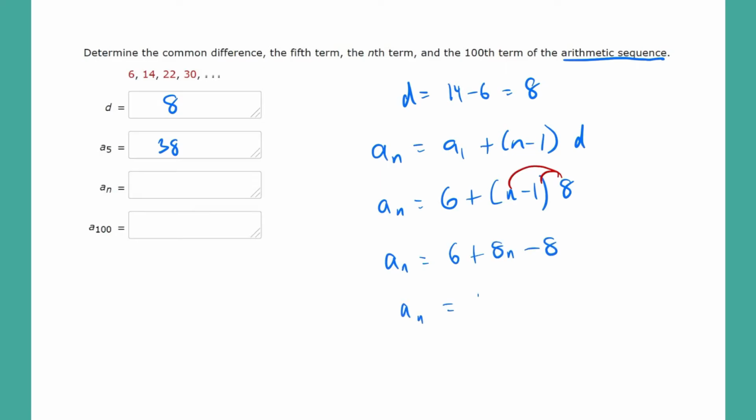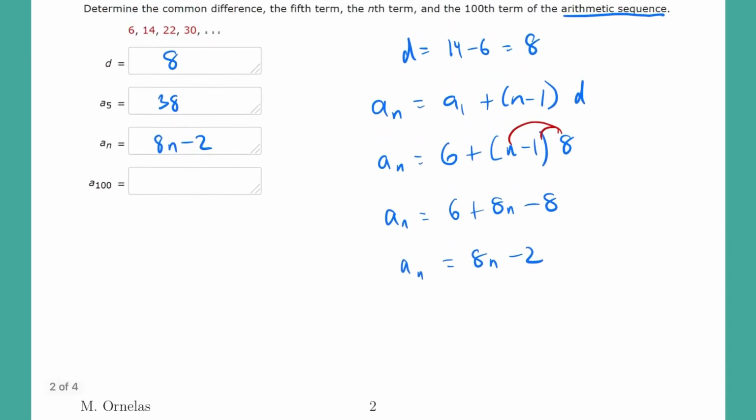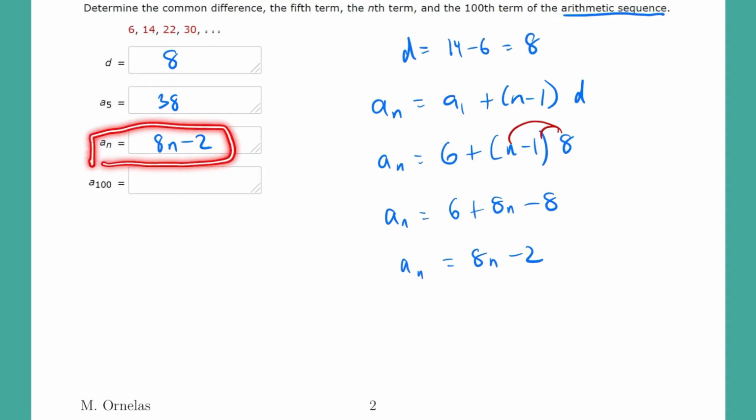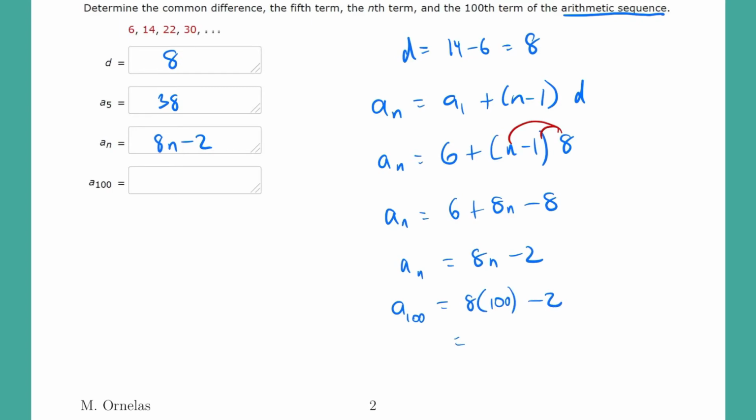All right, we should get 8n minus 2. That's our general formula. And now we can find any term we want. Once you have the formula, that's the advantage of getting this formula. We can find any term we want now. So we have to substitute 100 in for n. So a sub 100 is going to be 8 times 100 minus 2, which is 800 minus 2, which is 798.